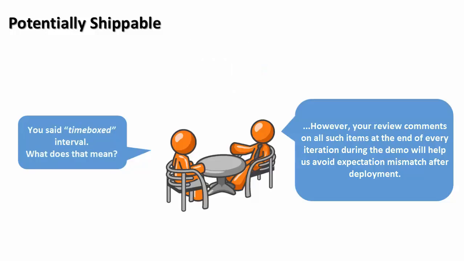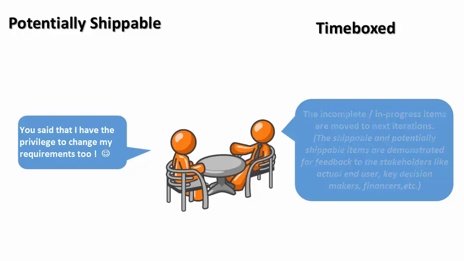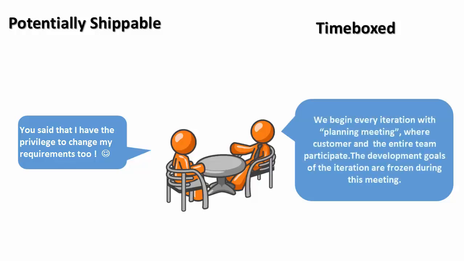You said time boxed interval. What does that mean? The time box means our iteration or sprint will be over when the iteration cycle time is over. The incomplete or in progress items are moved to the next iteration. You said I have the privilege to change my requirements too. We welcome changing requirements. We make the customer a part of our team. We begin every iteration with a planning meeting where the customer and the entire team participate.